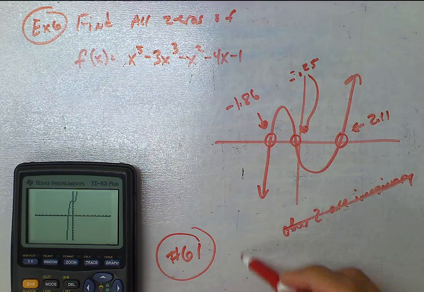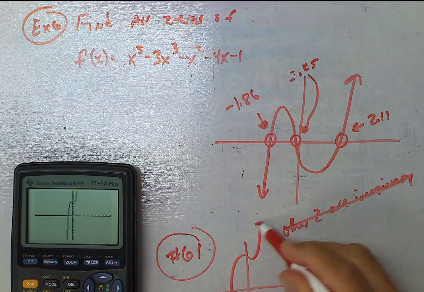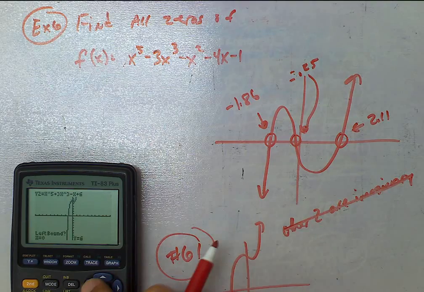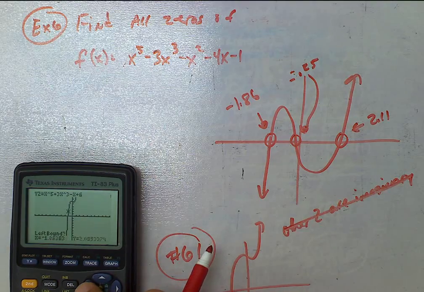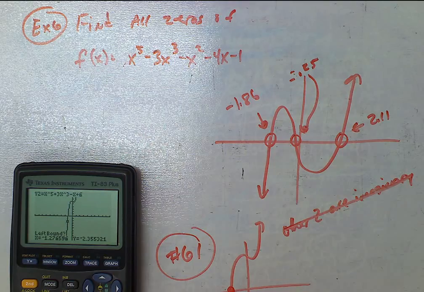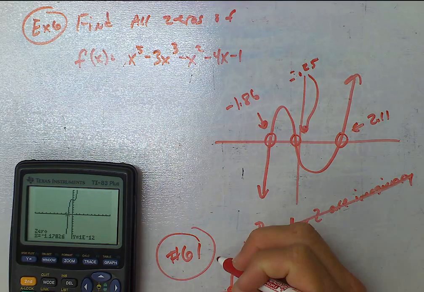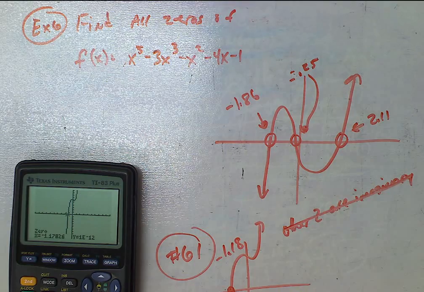Go ahead and press pause, figure it out. Okay, so what you should have done was hit second trace 2 for 0. Notice that is not my 0. My 0 is there. Left bound has to be below the line. There's my 0. Left bound below the line because it's going up to the right. Enter. Enter for above the line. Enter a third time. And you should have got negative 1.18. And there's example number 6 and number 61 to go with it.